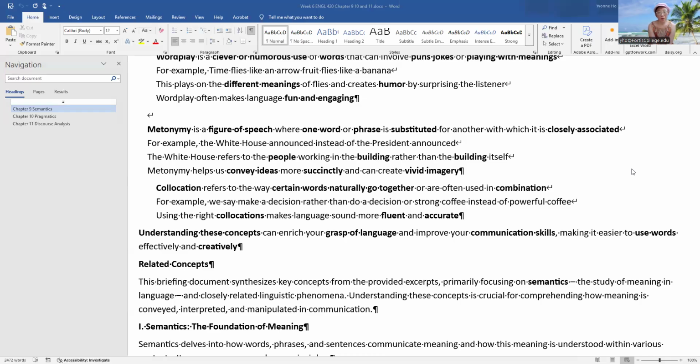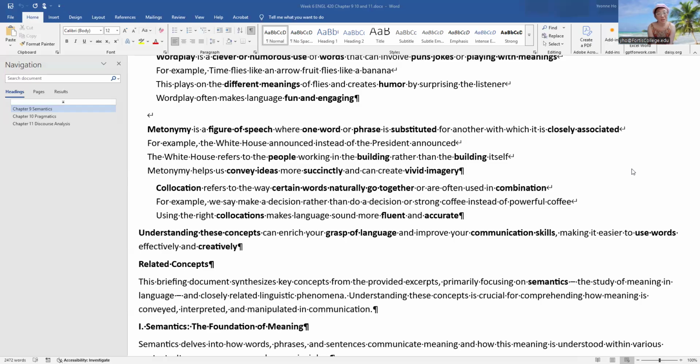Collocation refers to the way certain words naturally go together or are often used in combination. For example, we say we make a decision rather than do a decision, or strong coffee instead of powerful coffee. Or you don't say I go to home. You say I go home. And so that's known as a collocation. And that's because go usually takes to. I go to the store. I go to the hospital. So why not? I go to the home, right? But in English, go to the home means you're going to the nursing home. I don't think so if you're young.